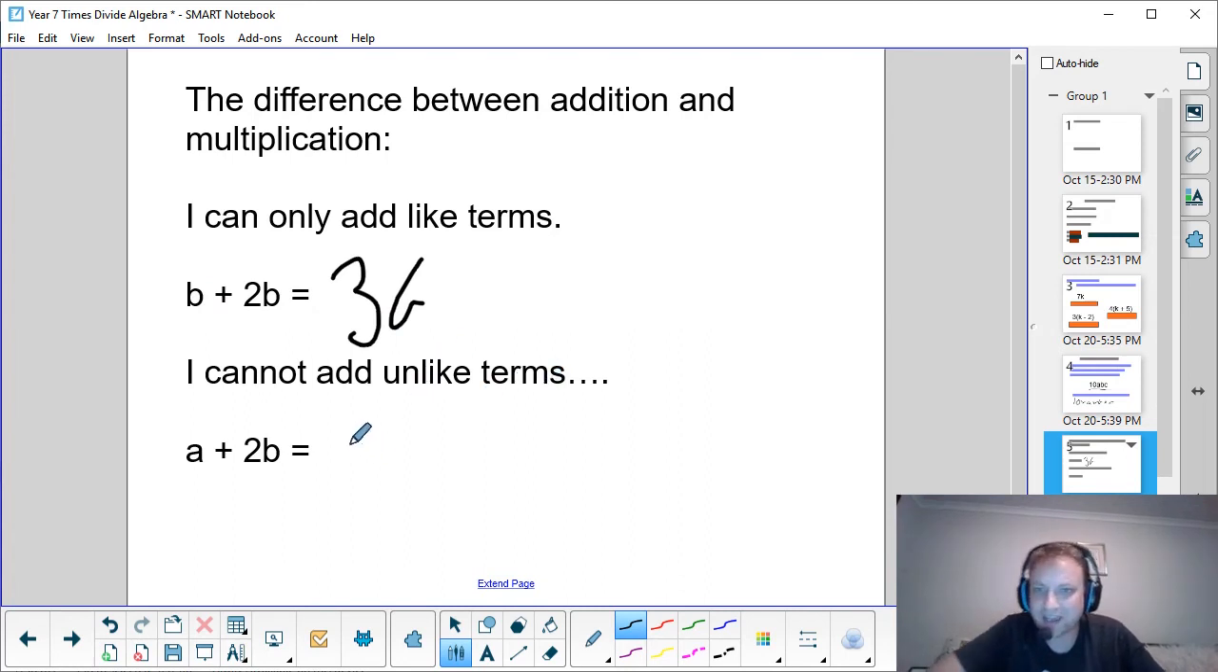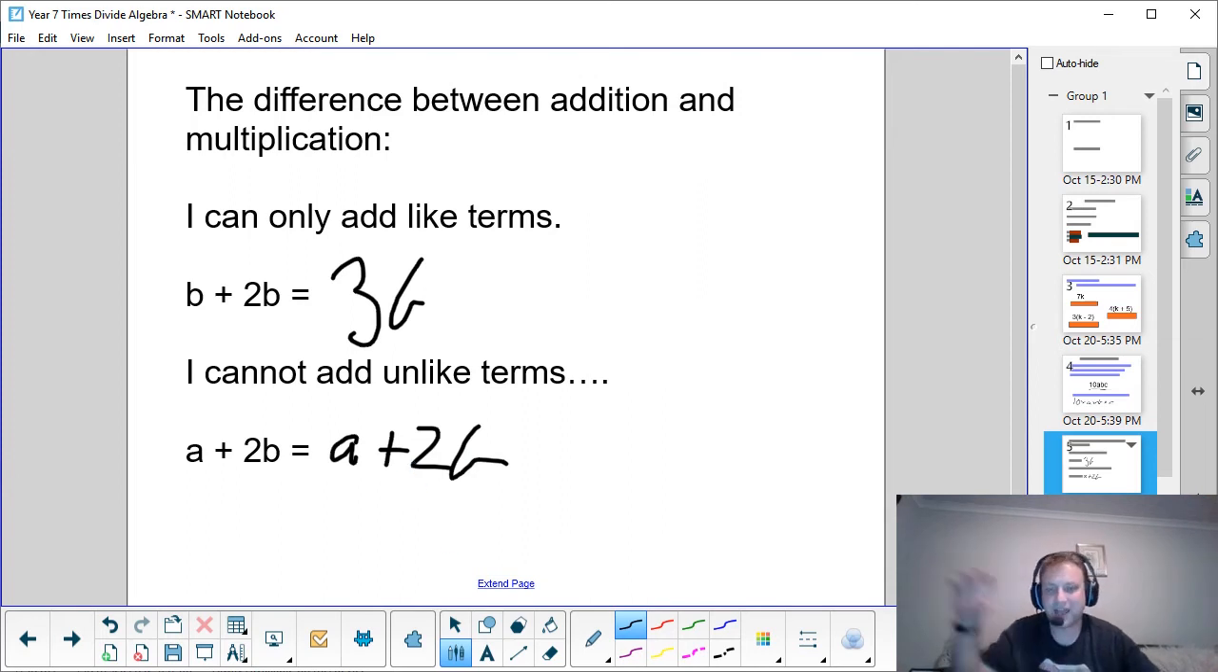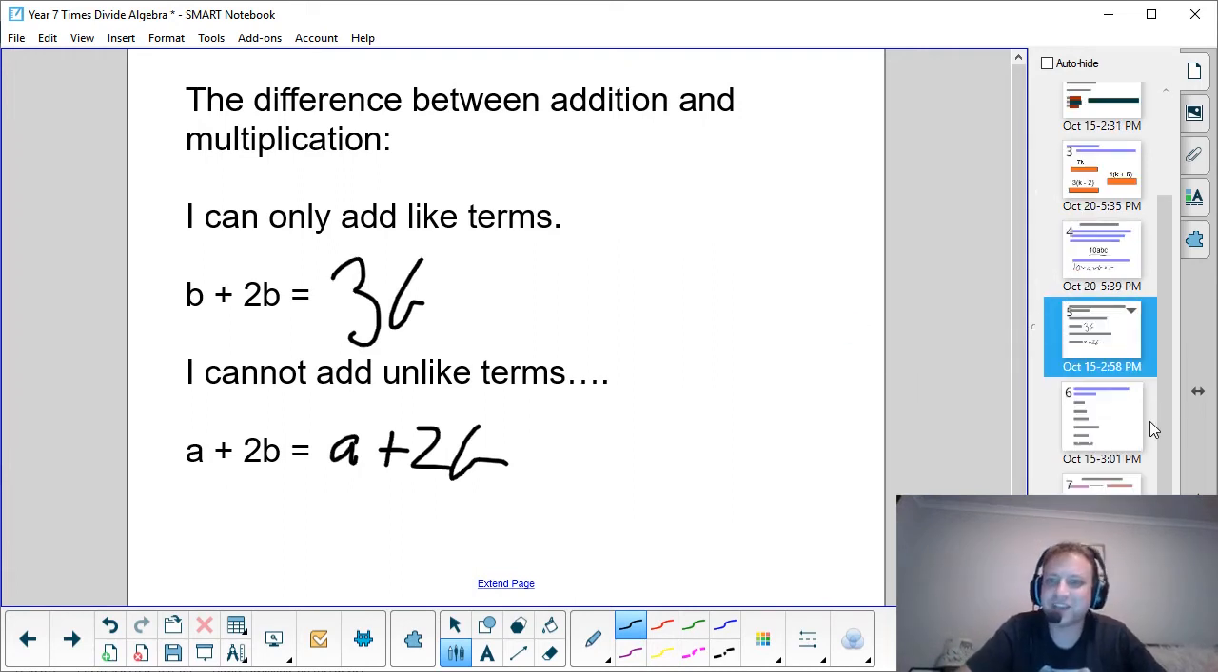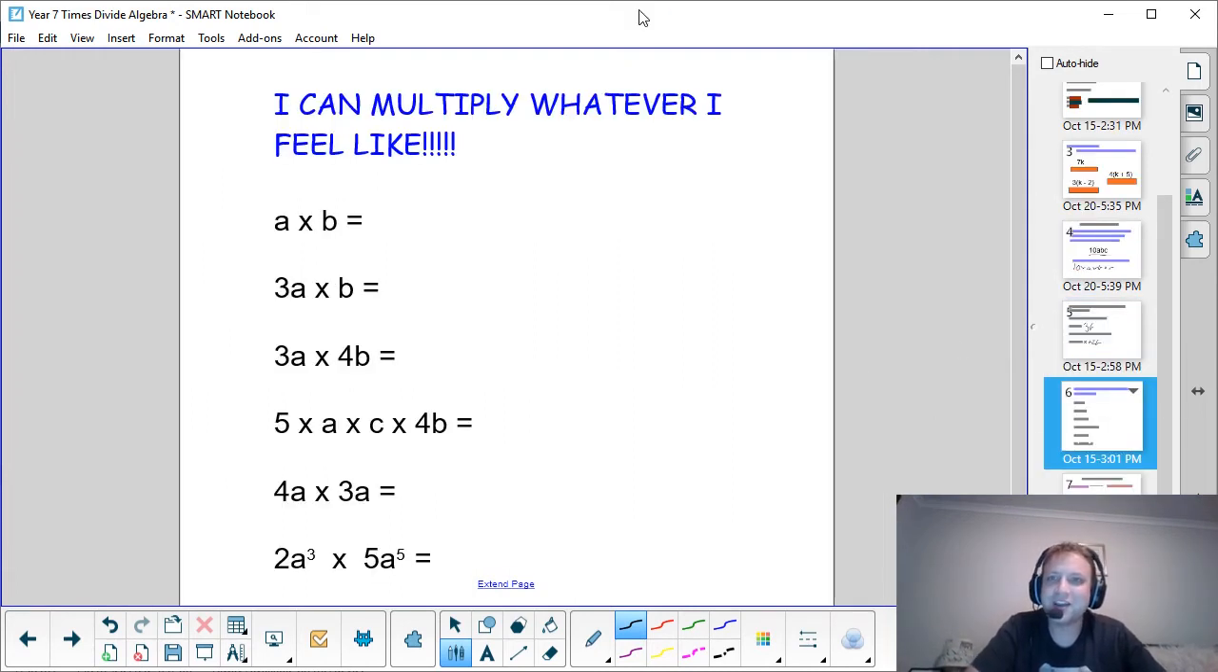But I cannot add unlike terms. A and B are different. So the simplest way of writing A plus 2B is to just keep it as A plus 2B. They do not go together. You cannot add an apple and two bananas to have three of something. But that rule does not apply to multiplication. We do not care. You can multiply whatever you feel like, you just smush them together.